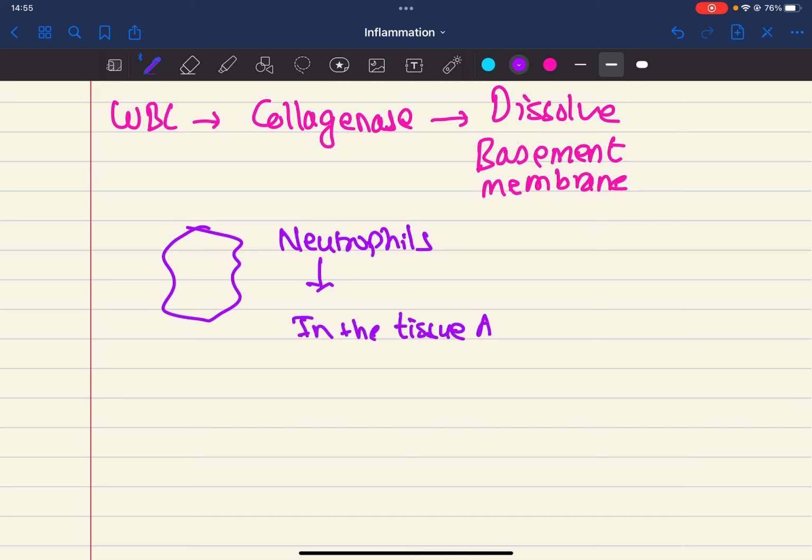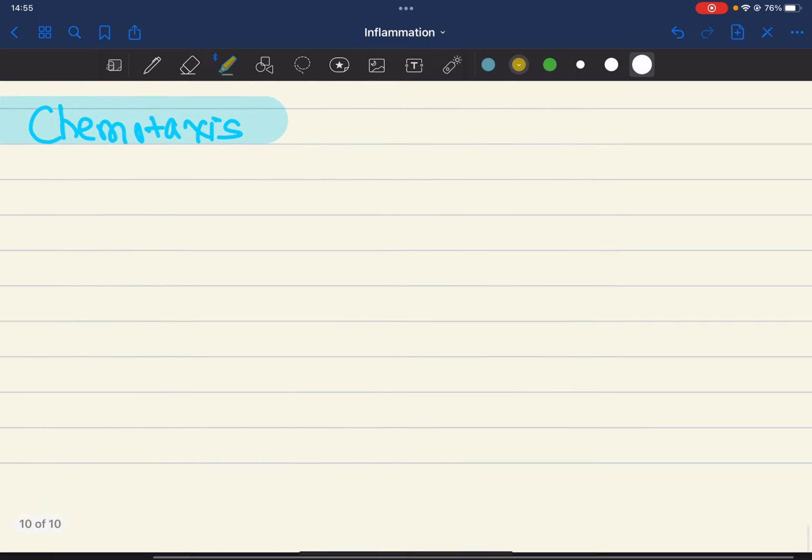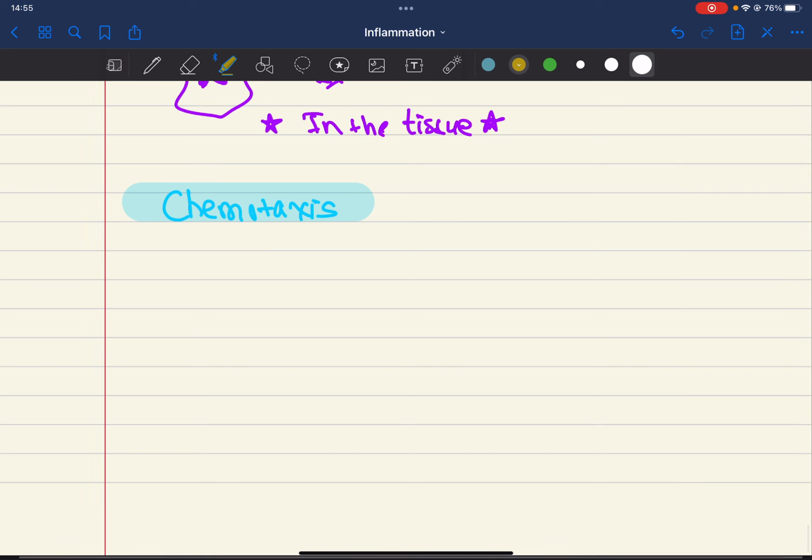Now they need to find where the bacteria are so as to engulf them. This is done by chemotaxis. Now let's talk about chemotaxis. What are the factors present in the bacteria, or released in inflammation, so that the WBC will find the site of inflammation?